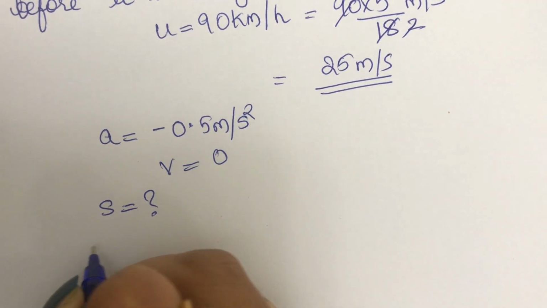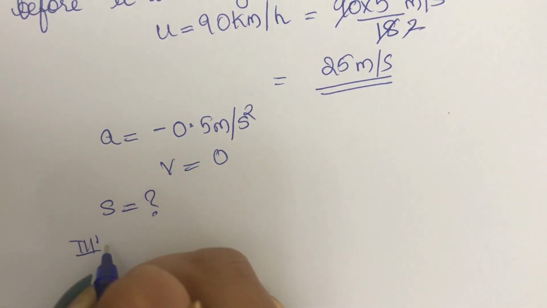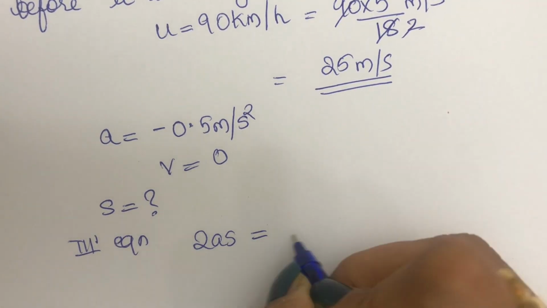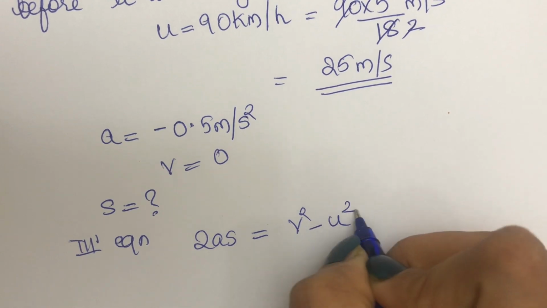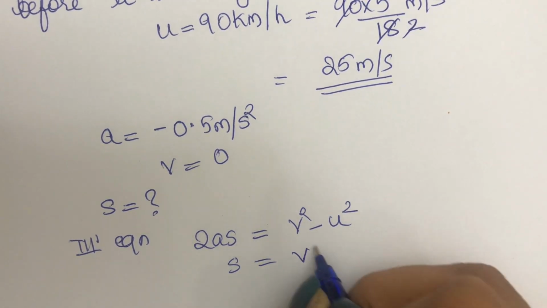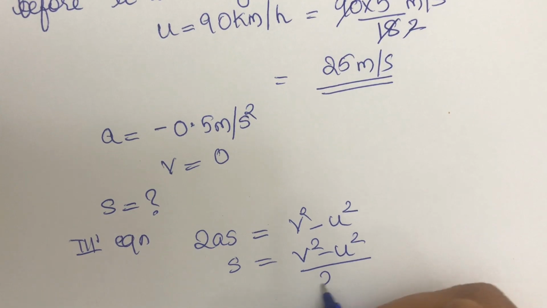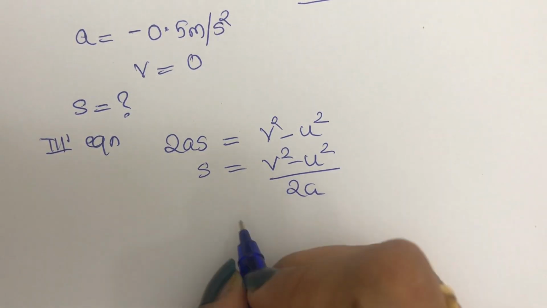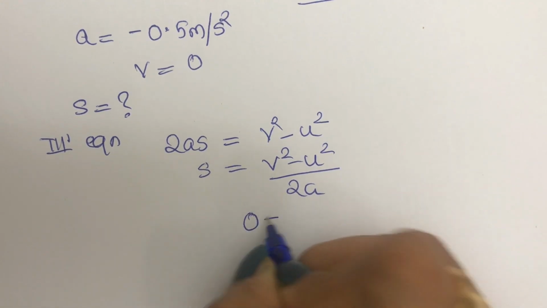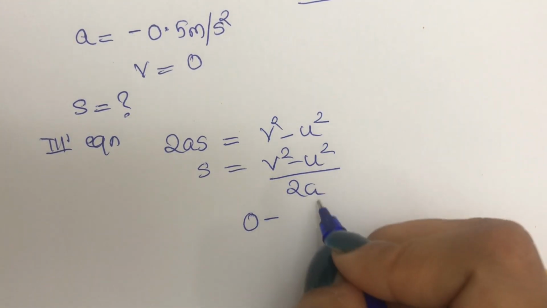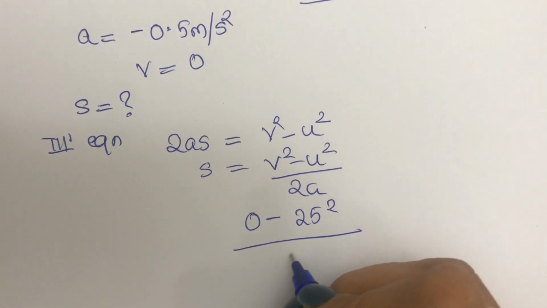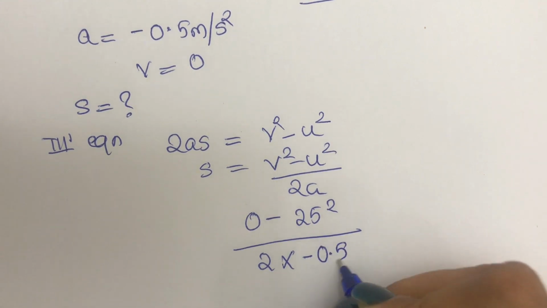So we have, according to third equation, what is that? 2as equal to v square minus u square. So what is s? V square minus u square by 2a. So now we will substitute and see. V square is what? V square is 0. So 0 minus, what is u square? U square is 25 square by 2 into minus 0.5.